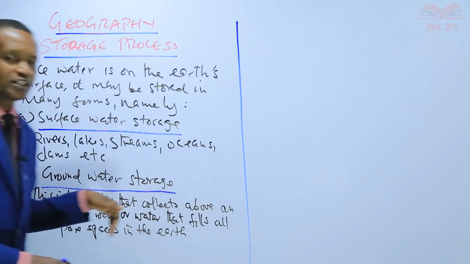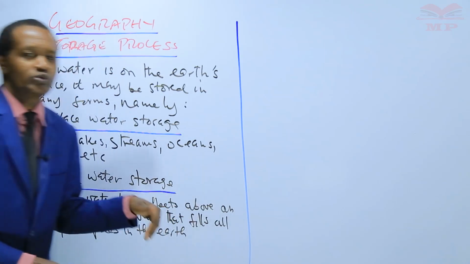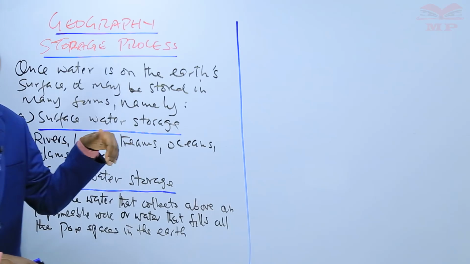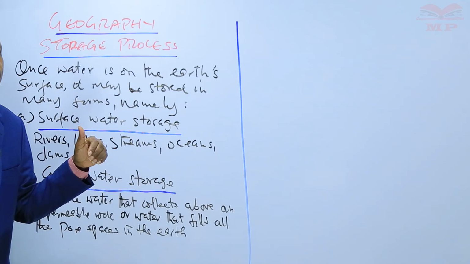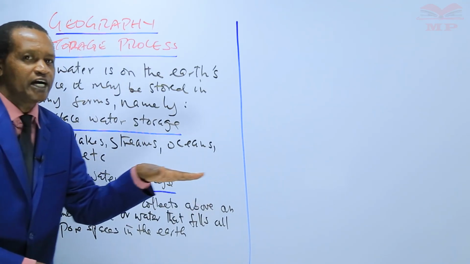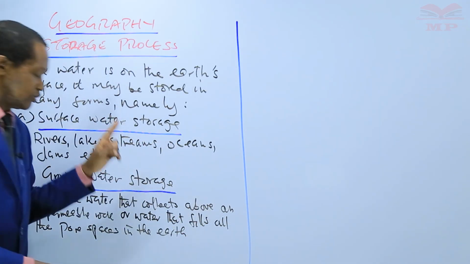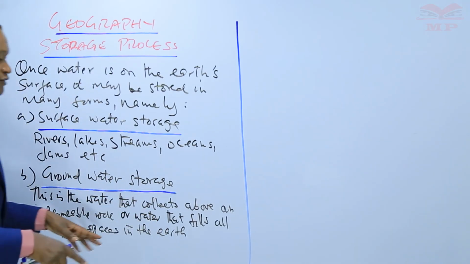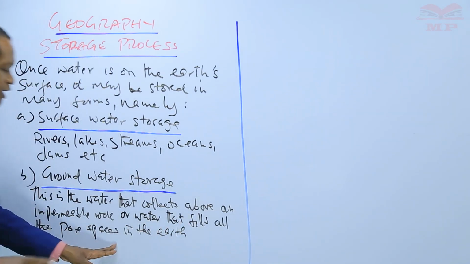When it infiltrates the earth surface, learners, the water finds itself in the ground. It fills the pore spaces in rocks, creating a zone of saturation. And there's water that again collects above an impermeable rock. So there are two things: an impermeable rock, or it fills all the pore spaces in the earth. Finally, that water gives us the water table.